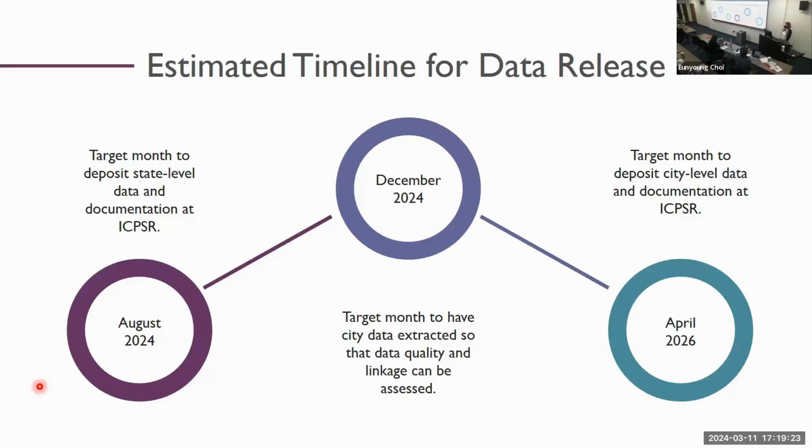And then our target month for the city data extraction, because like I said, it's a lot more data, there are more than 50 cities in the United States, is more like December 2024, to have that data extracted, to do the data quality control and to assess the quality of the linkage, because we again have to use the Life History Mail Survey to link that data. We just don't really know what we're going to find until we start trying to link it. So provided that linkage is good, it's probably going to be another year before we can release that data to users.